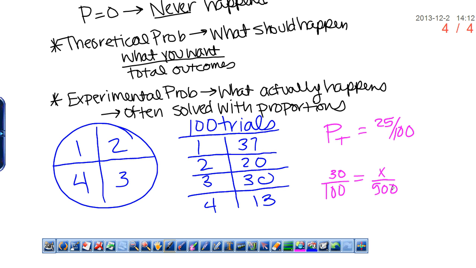You might also be asked, which experimental probability has the greatest difference from the theoretical probability? 1 is off by how many? 12. And is anything else off that same amount? 4. So 1 and 4 have the greatest difference from their theoretical probability. So those are the types of questions you'll be asked with experimental and theoretical. Stuff you've seen before, a lot of proportion stuff.